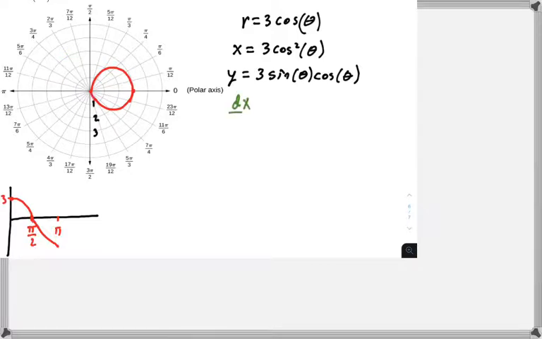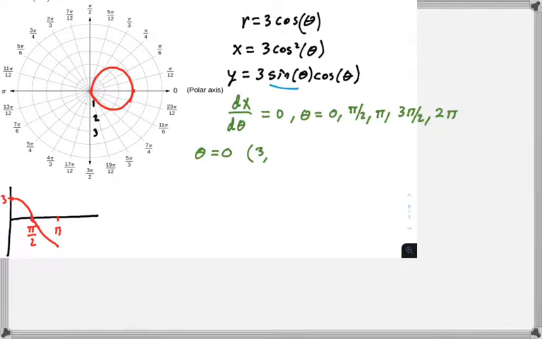All right, so dx d theta was equal to 0 when theta was equal to 0, pi over 2, pi, 3 pi over 2, and 2 pi. So when theta is equal to 0, we're going to plug that in for the x and the y. The x is 3 cosine squared, so that's just going to be 3. Now the y, because it has a sine right there, the sine of 0 is 0. So that gives us the point (3, 0). And so we have a vertical tangent there at (3, 0).